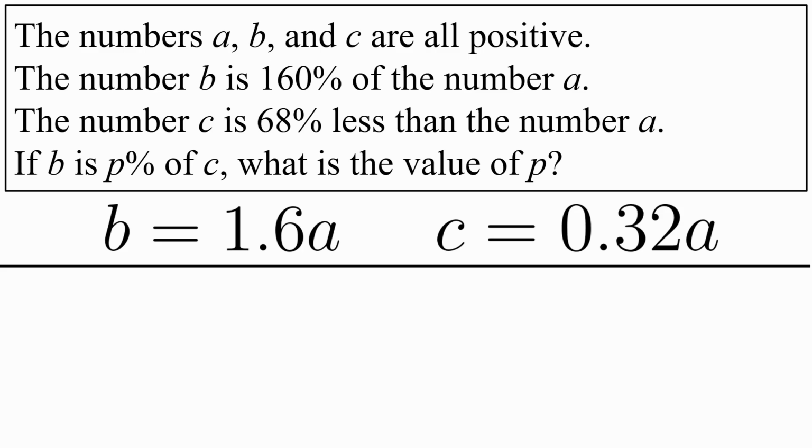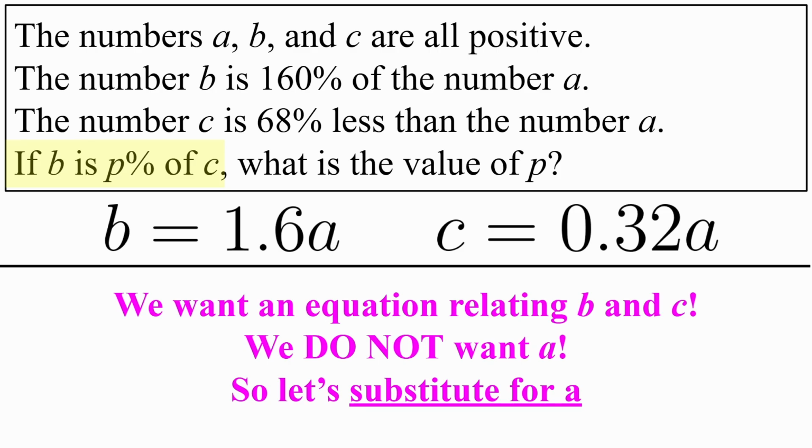So we got our two equations. So what's our strategy? Well, once again, we look at the prompt and we want an equation relating B and C. We actually do not want the letter A. So we are going to substitute for A. However, unlike the last one, neither of the equations already have A by itself. So I'm going to randomly pick one. How about the equation on the left? And substitute and try to figure out what A is using that first equation, B equals 1.6A.